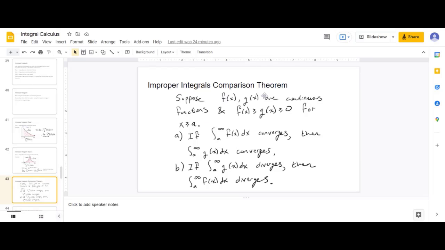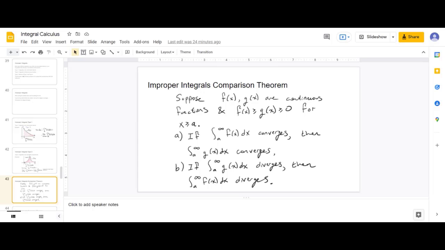But if we have two continuous functions, let me ask the group, why do they have to be continuous? And then suppose they're also both positive for x greater than a. Then we have these two statements. So f of x is the bigger function. If the bigger function converges as we integrate, then yes, that's exactly the answer. All continuous functions are integrable.